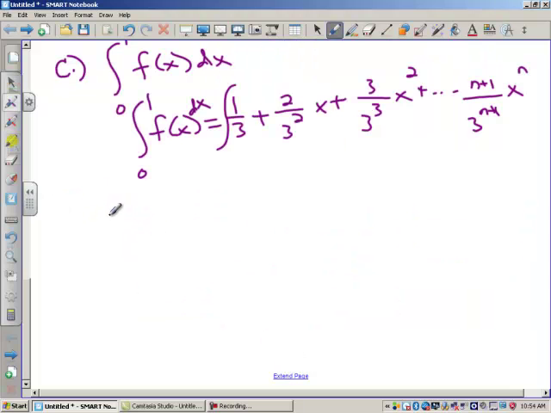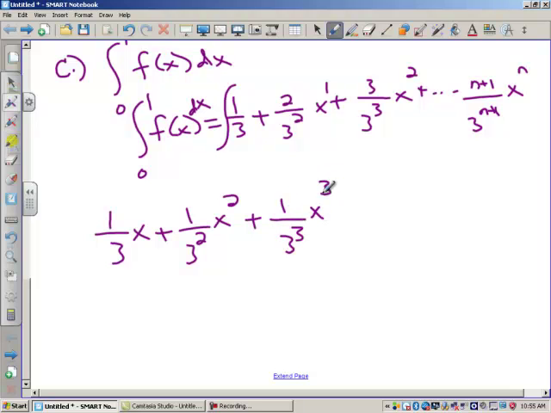The integral would be 1/3 x plus, now when we do the 2 over 3 squared x, when we integrate that, I'm going to add 1 to the exponent and divide by that. Adding 1 to 1 is 2, and dividing by 2 is just going to take away that 2 right there. So I'm going to have 1 over 3 squared x squared. And then when I add 1 to this exponent and divide by that, it's going to cancel that 3 as well. So that would be 1 over 3 cubed x cubed. And I'm supposed to write the first 3 non-zero terms. 1, 2, 3. There, I have done that.